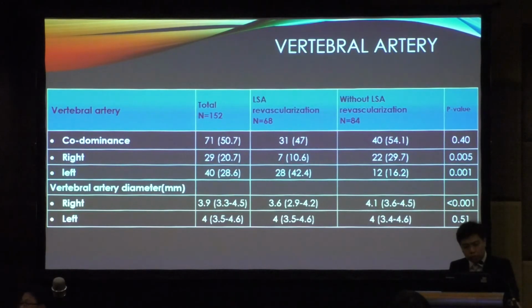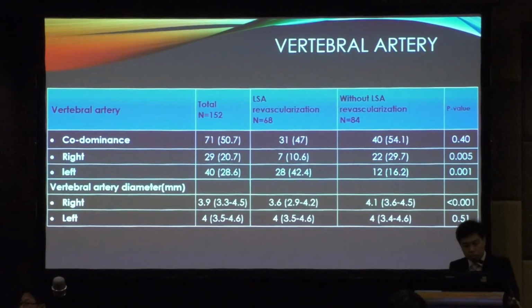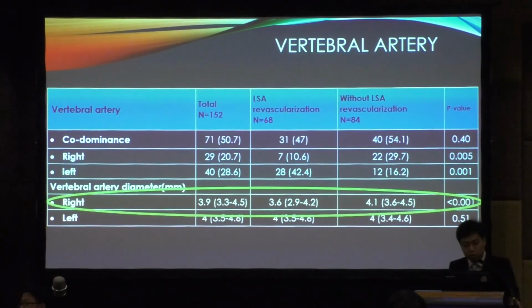And we studied the vertebral artery dominance and the diameter of the vertebral artery from the preoperative CTA, and we found that most of our population has a co-dominant vertebral artery, about 50%. And the diameter of the right vertebral artery was significantly larger in the group without left subclavian artery bypass.